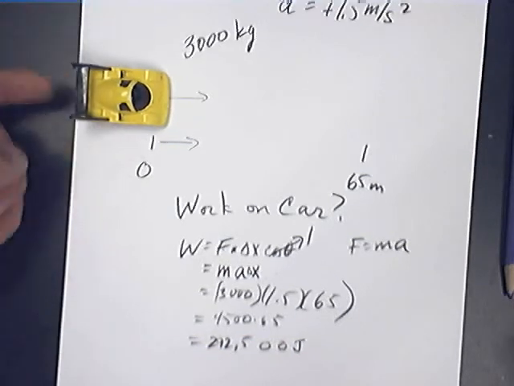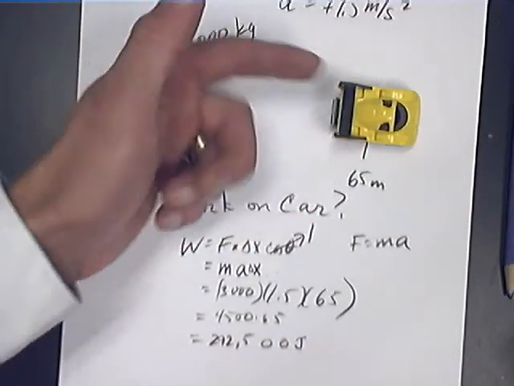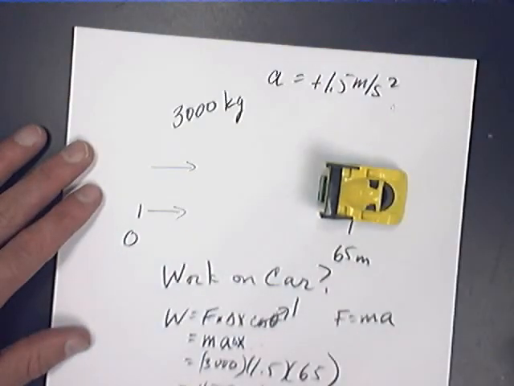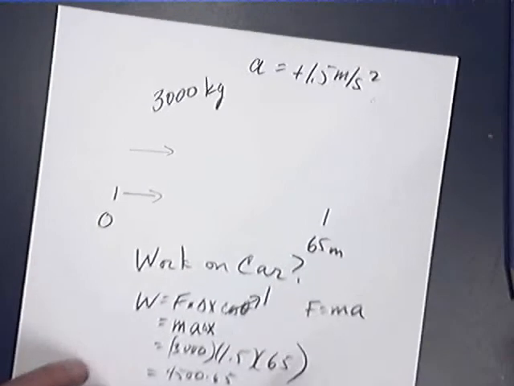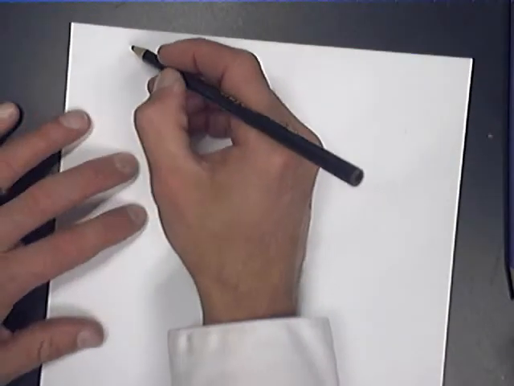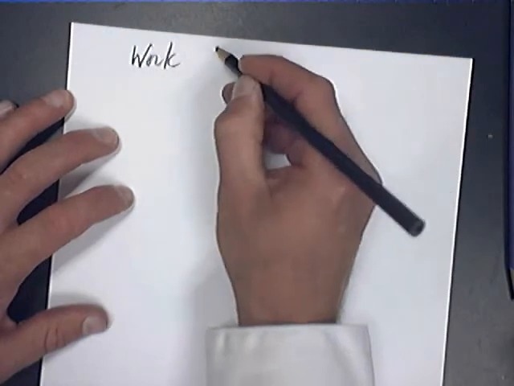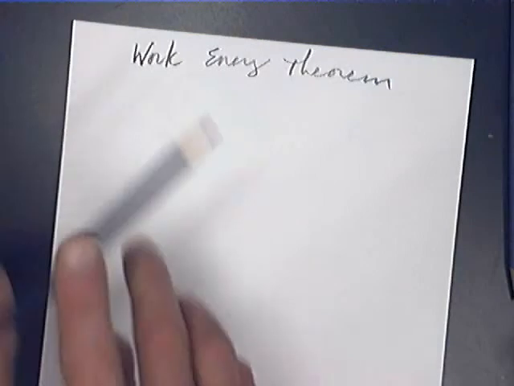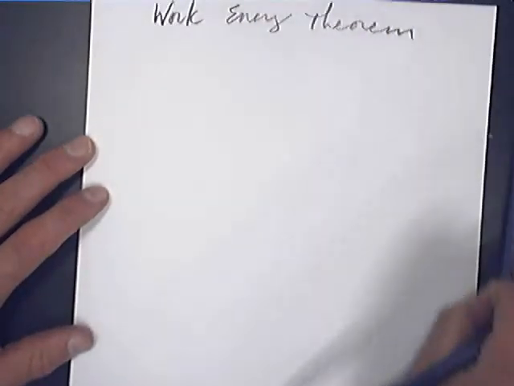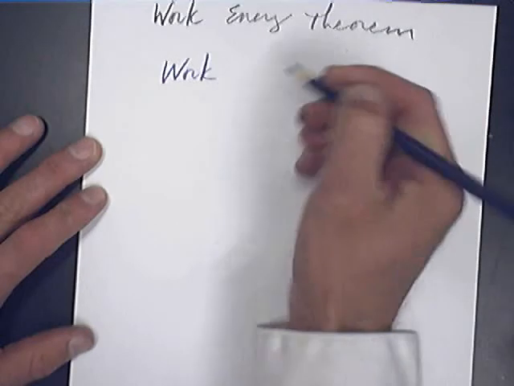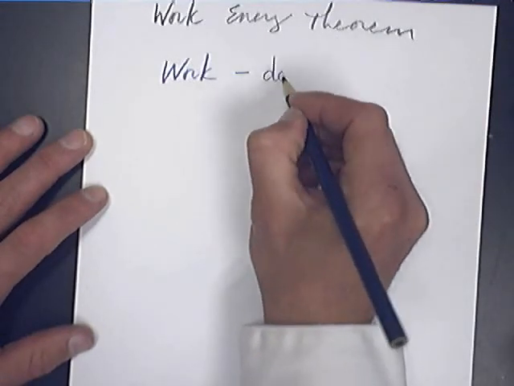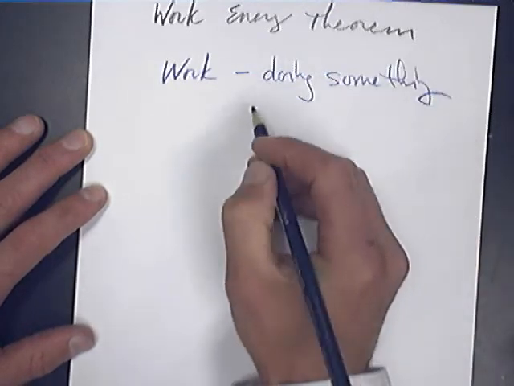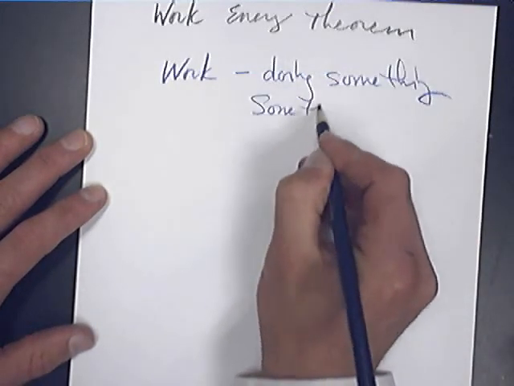But something had to happen. When this accelerates, the car is now changing its speed. Something is happening there. So this is what's called the work energy theorem. What does that mean? Well, when you do work, you're doing something, something changes. But what changes?